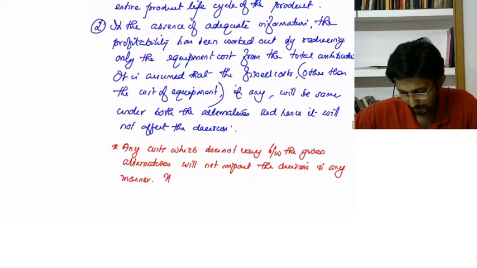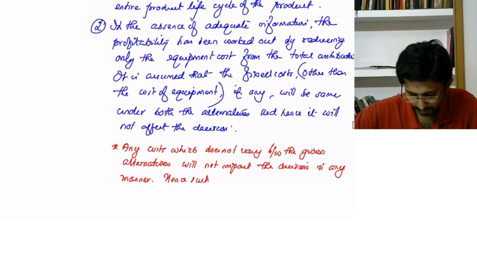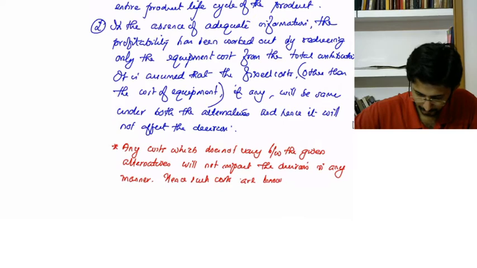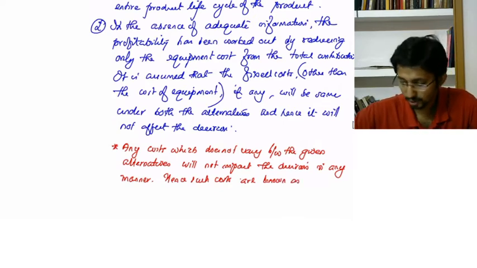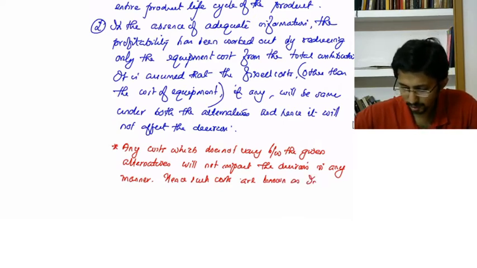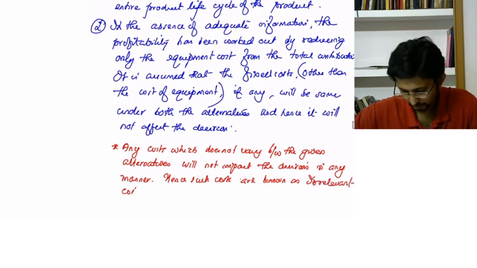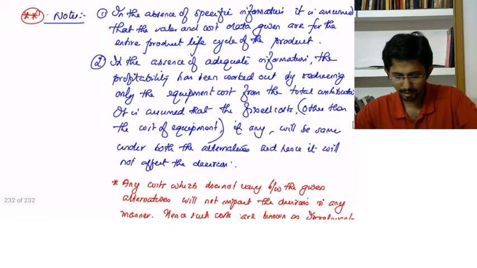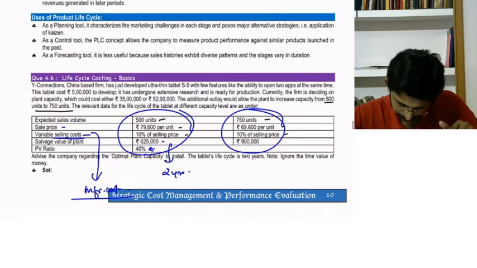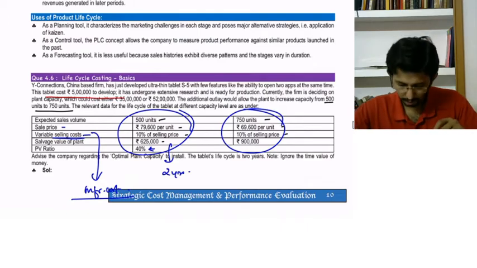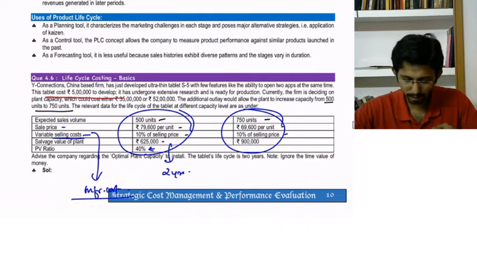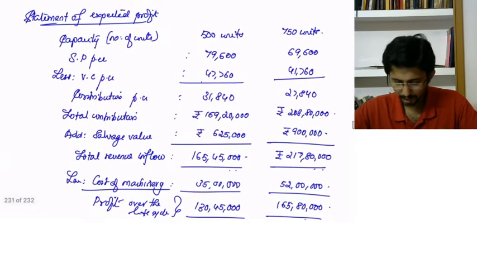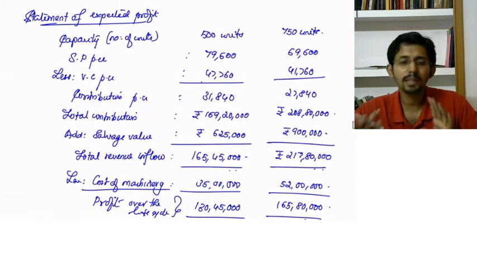Okay, hence such costs are known as what? Known as irrelevant cost. Okay, now if you see the question, there is some information regarding what? Regarding the development cost. Development cost of 5 lakhs. Have you considered the development cost anywhere in this calculation? Have you considered? No, we have not considered. Why has it not been considered?